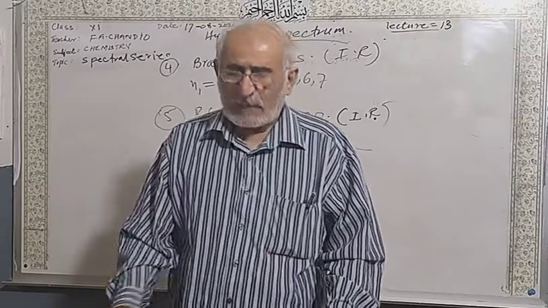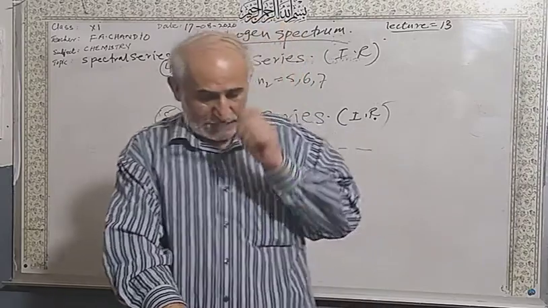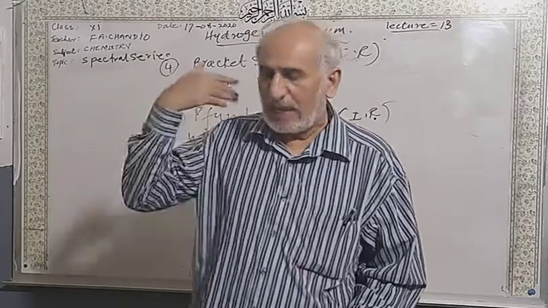The second case is for the Balmer series, which is n1 equal to 2 and then n2 is equal to 3, 4, 5, 6, 7 and like this. You can see this one I have written there.